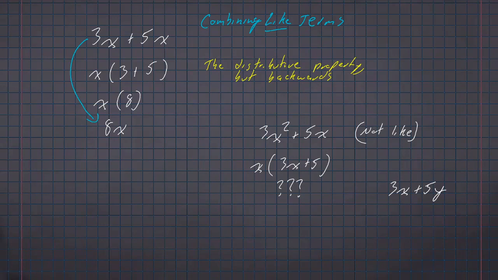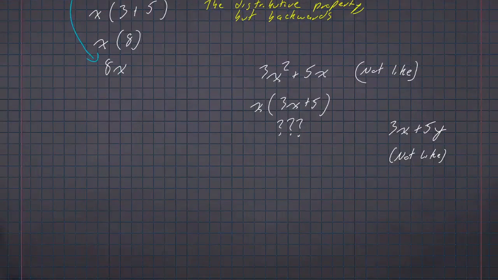Likewise, if I have something like 3x plus 5y, x and y are two different variables. These are not like, and there is nothing we can do to simplify this. In practice, generally, you don't have expressions where all of the terms are like. You will have expressions where there are a couple of different kinds of terms all mixed together.